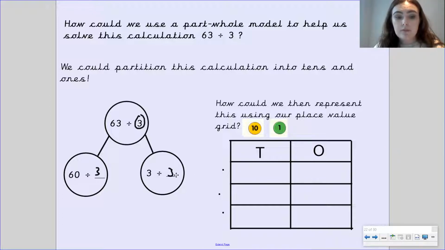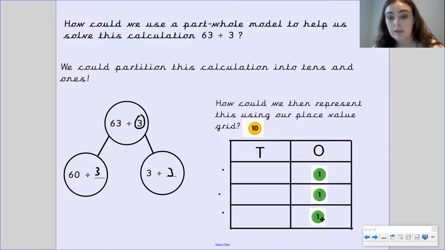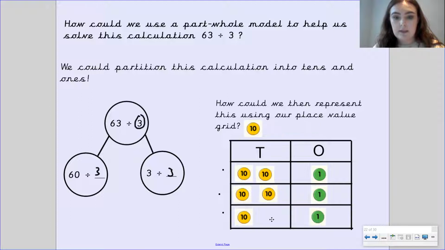So 3 divided by 3. We're going to share 3 1s into 3 groups, which means we have got how many in each group? Well done, we've got 1 in each group. And now we need to share the 10s equally into each group. So we're going to put 1 10 here, 1 10 here, 1 10 here, another 10 here, another 10 here, and the last 10 here. So that's shared out equally.